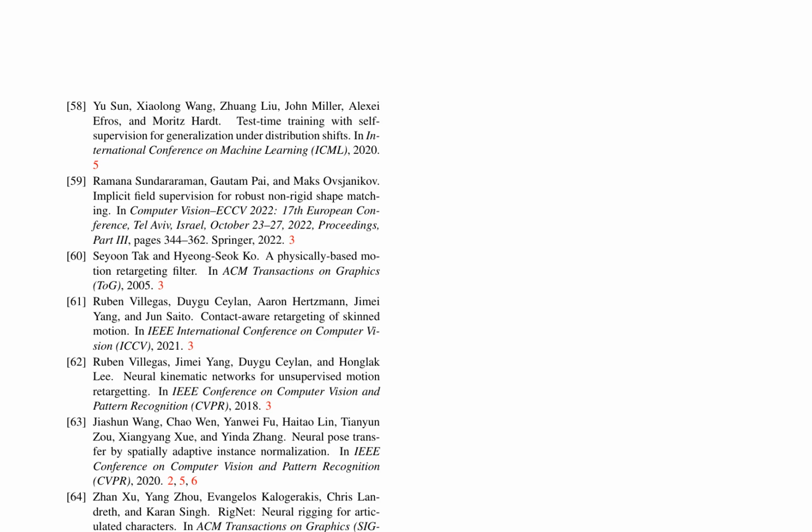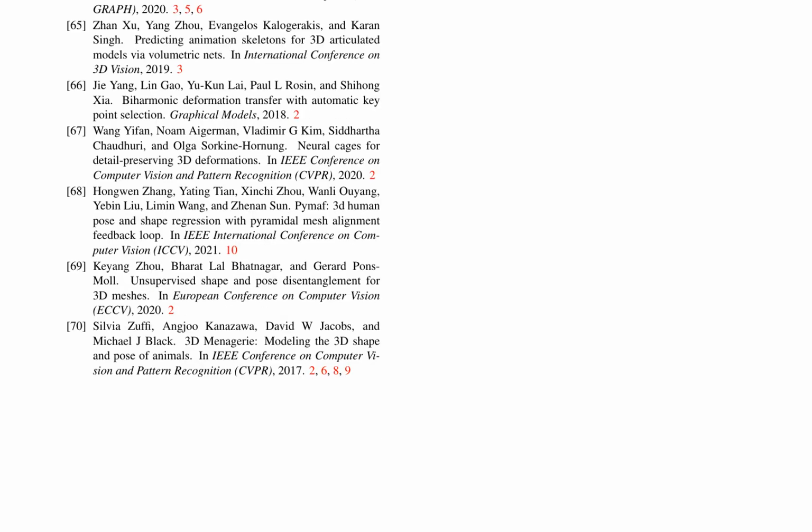The authors introduce novel methods for enhancing generalization under distribution shifts, implicit field supervision for robust non-rigid shape matching, and physically based motion retargeting filters. They also explore neural kinematic networks for unsupervised motion retargeting and spatially adaptive instance normalization for neural pose transfer. Furthermore, the pages cover neural rigging for articulated characters, predicting animation skeletons, and detail preserving 3D deformations using neural cages.